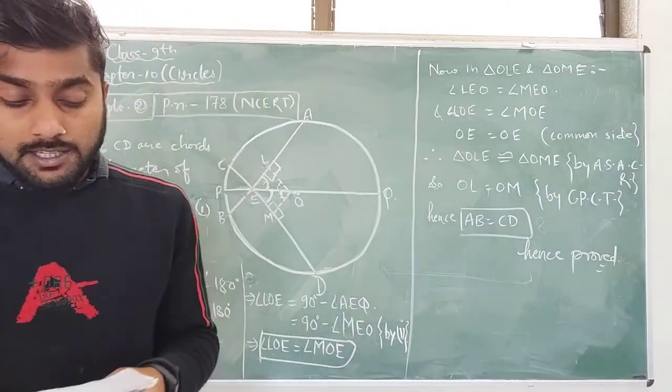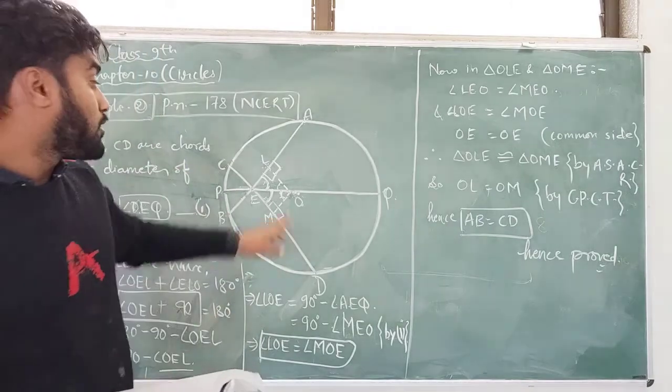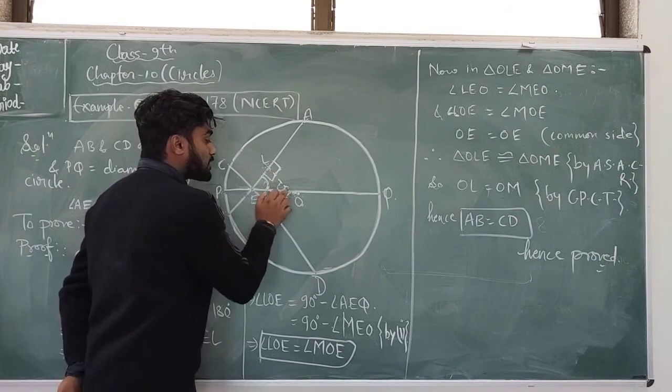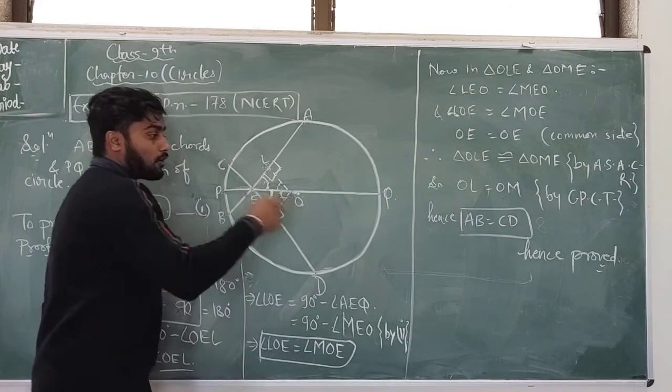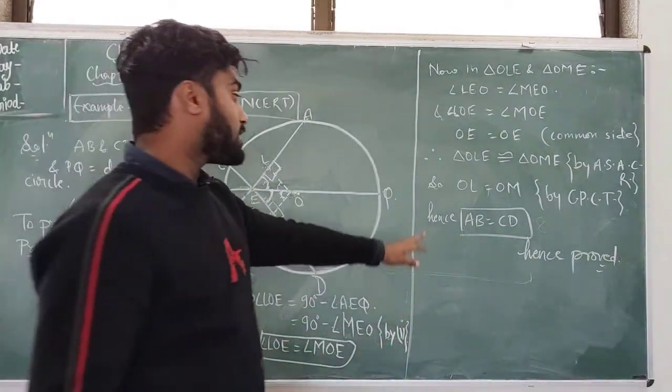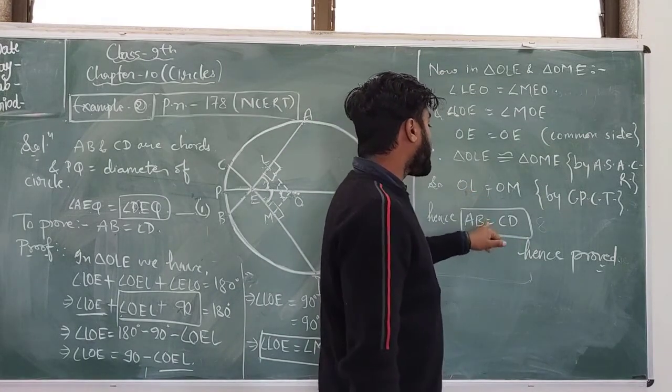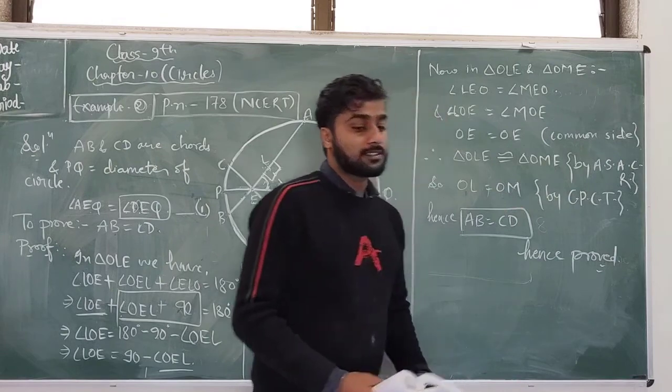So you can see the statement of theorem 10.7 for this: chords which are equidistant from the center of the circle are always equal. So you can say that both the chords are equal because both the chords are equidistant from the circle's center.